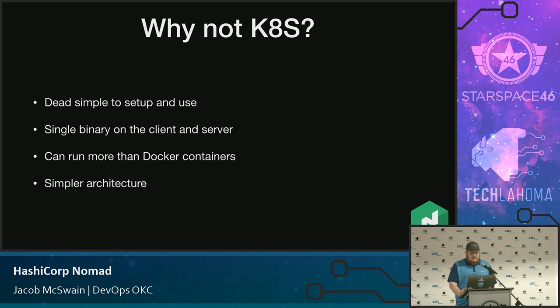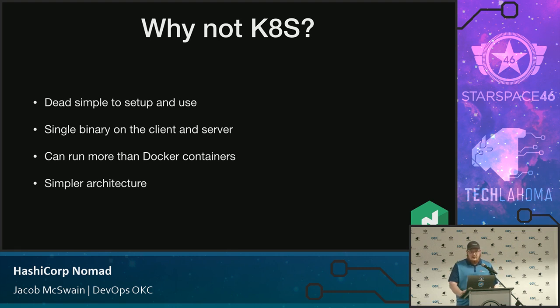And why not use Kubernetes over it? Well, Kubernetes is complex. There's obviously a use case for every application deployment system, because if there wasn't, we'd all be using the same thing. But Nomad versus Kubernetes, Nomad is very simple to set up and use. Running a development server to test things locally is as simple as one command. And when you're ready to kill it, you just hit Control-C and you're done.